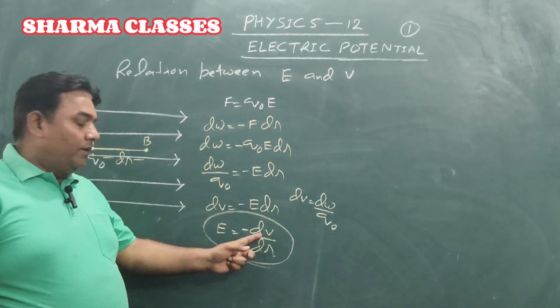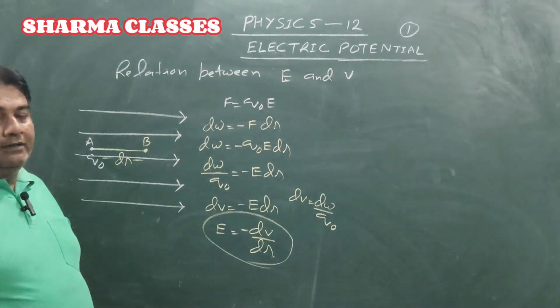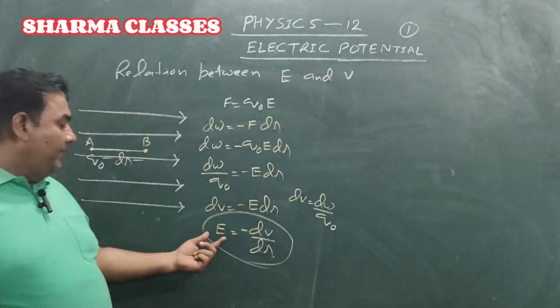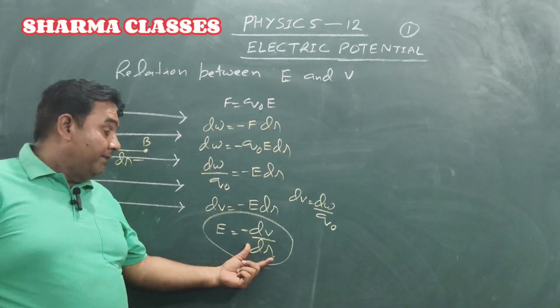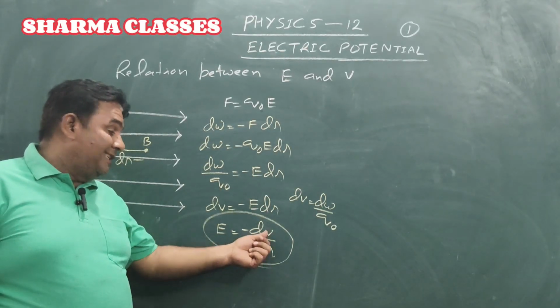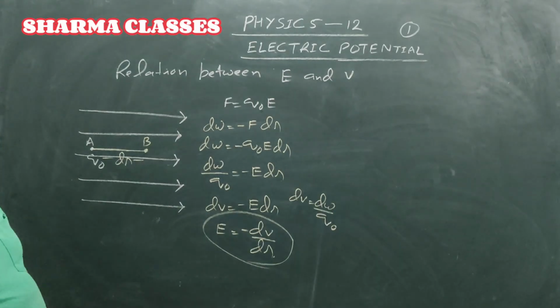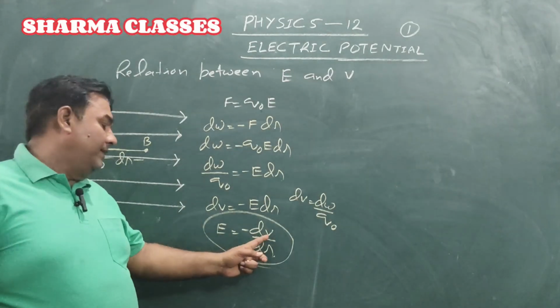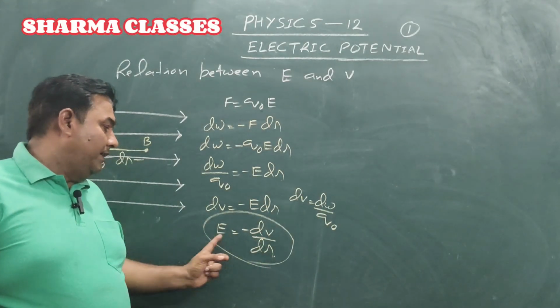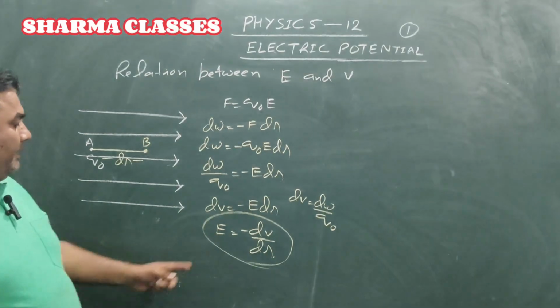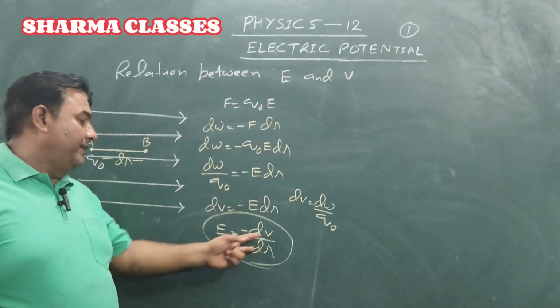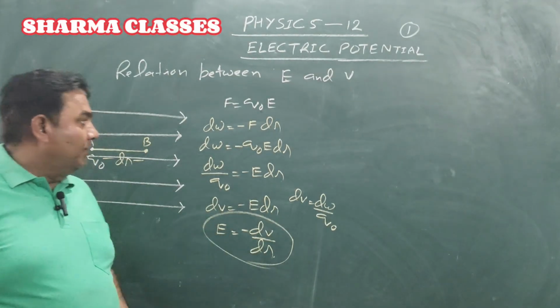And dV upon dr is called the potential gradient. The value of electric field at any point is equal to the potential gradient. The difference of the potential with respect to the distance is called potential gradient. When potential is given, we differentiate it with respect to R to get the intensity of electric field. When electric field is given, we integrate it with respect to R to get electric potential.